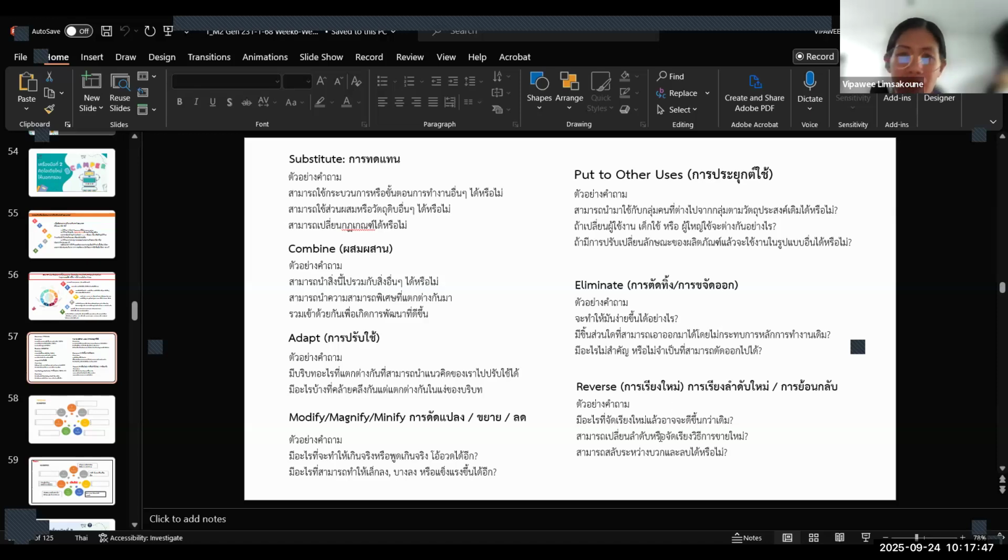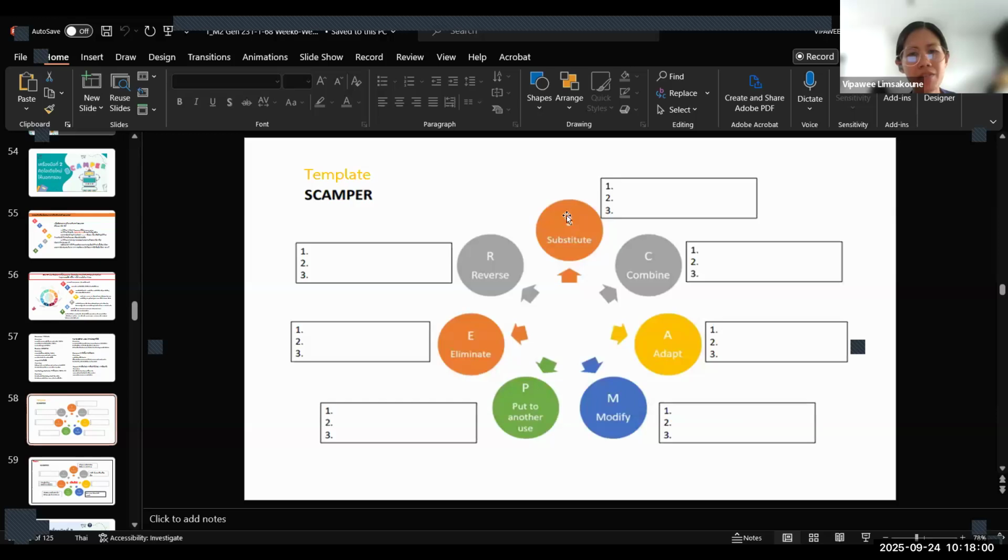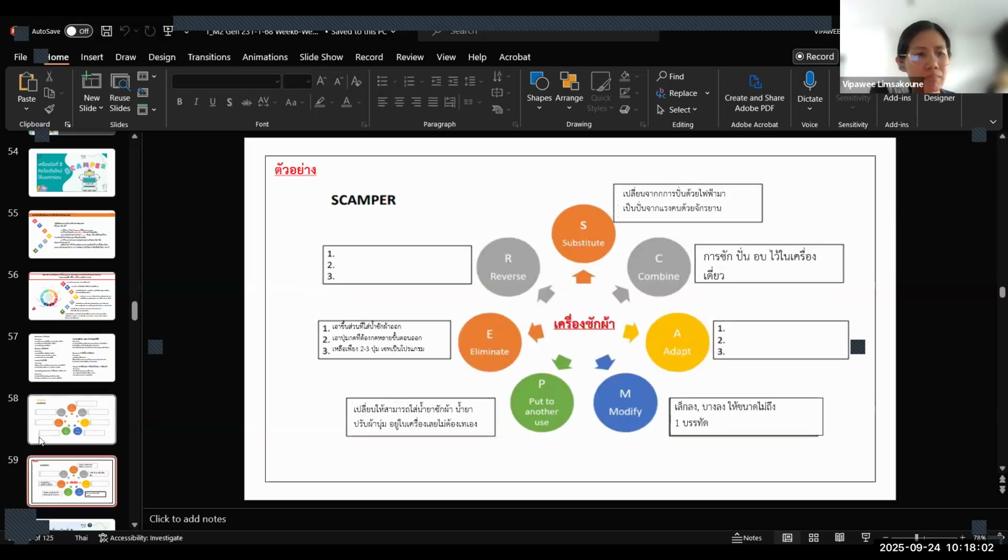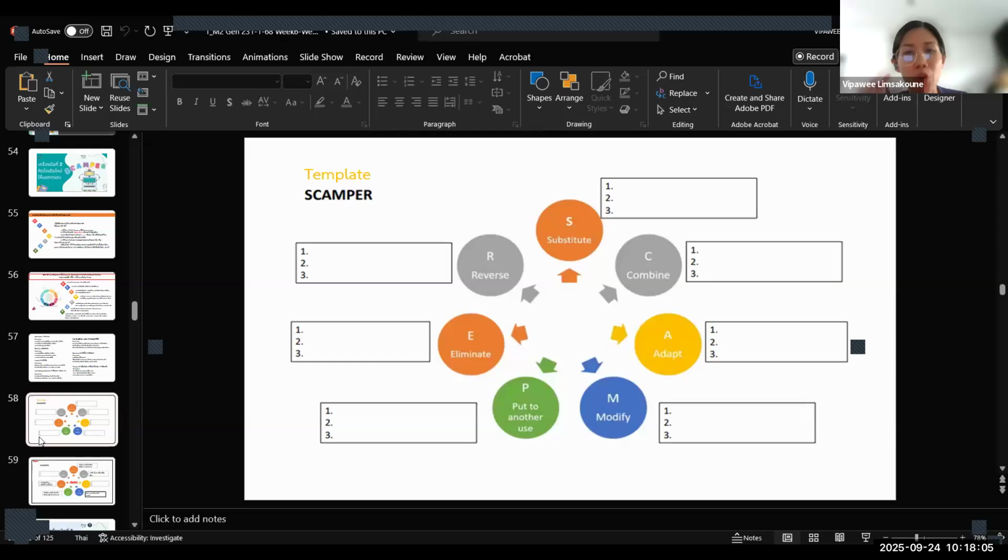Reverse. For this one I give an example of re-engineering regarding learning about how we learn language. So this is a template of SCAMPER. You don't need to use my template, but you can if you want. When you do the activity today, you can either save the template from my Canva slide, or create a new one.